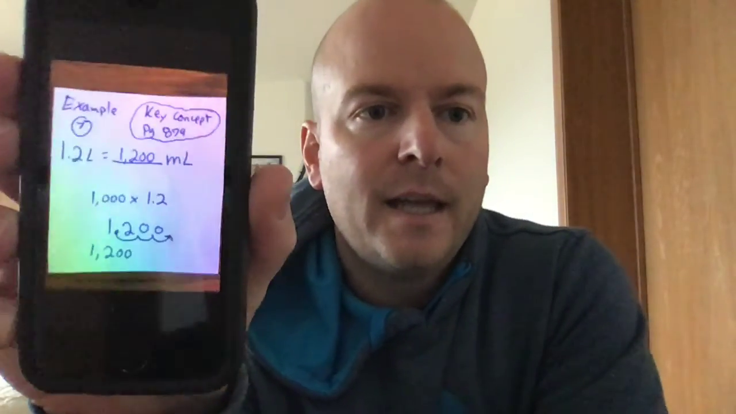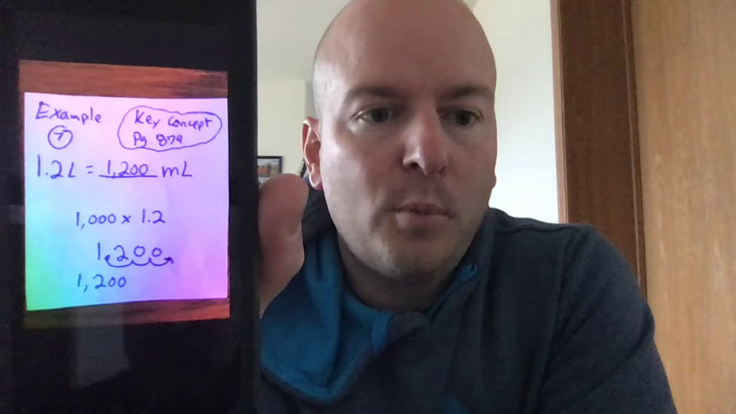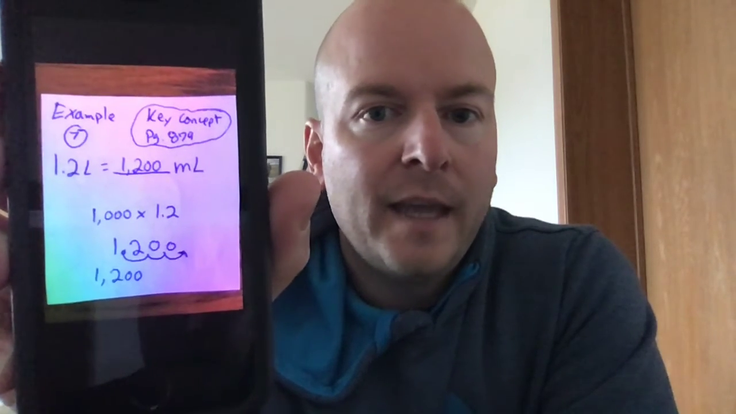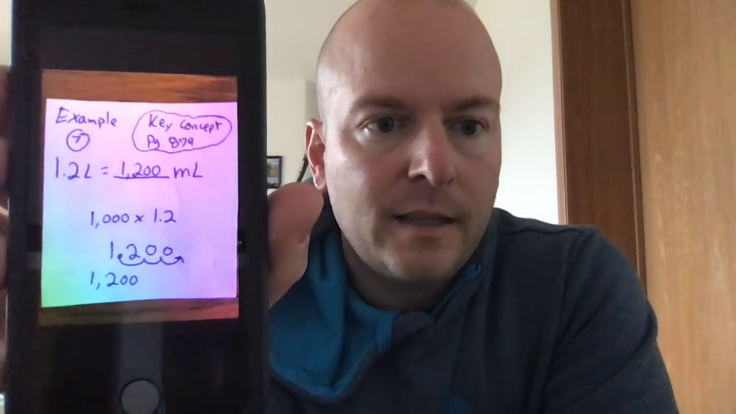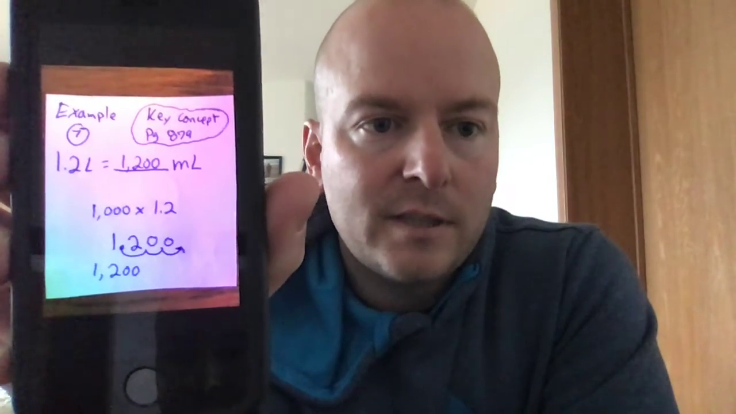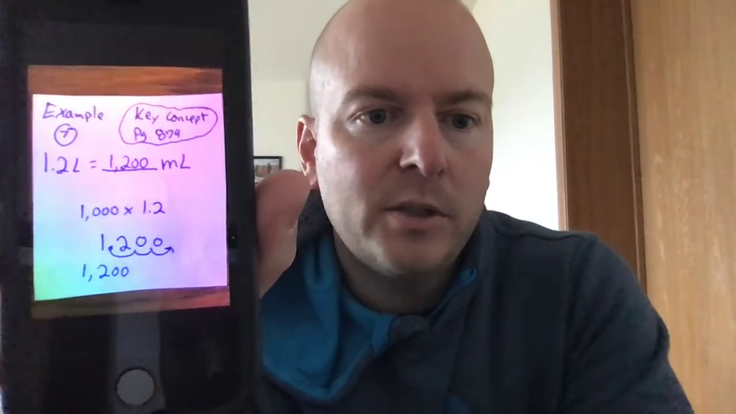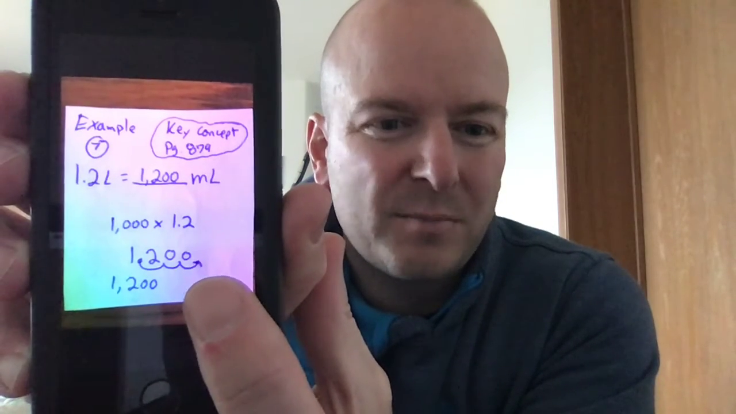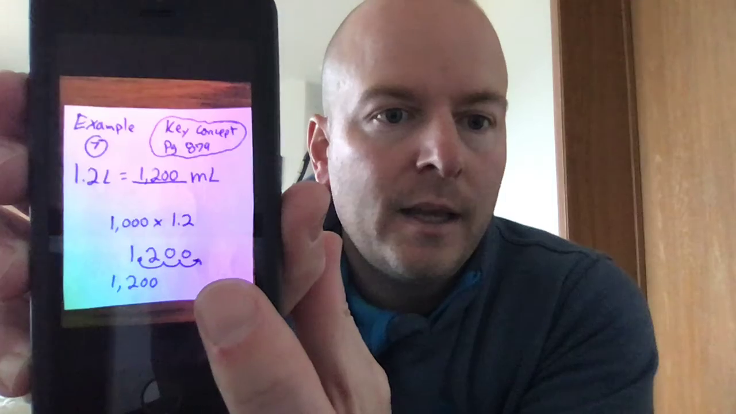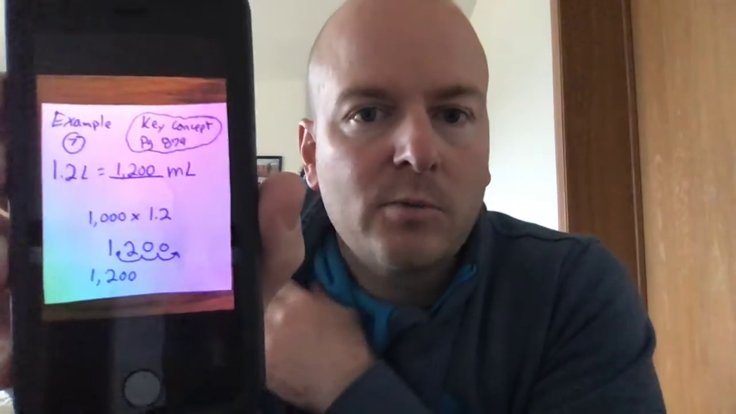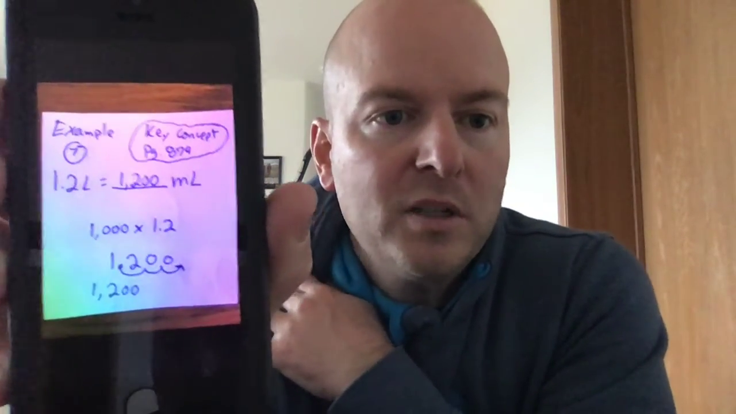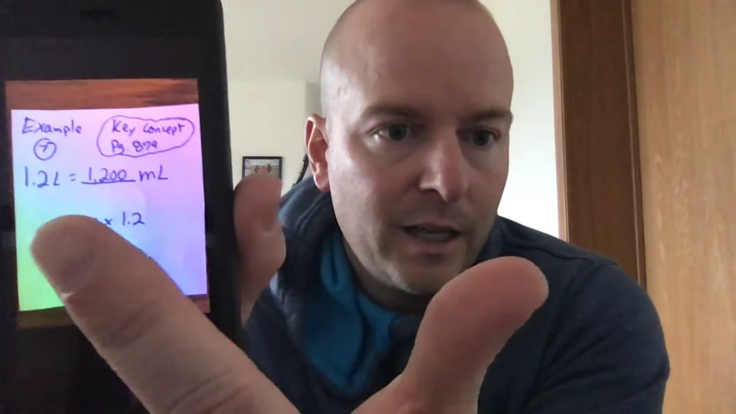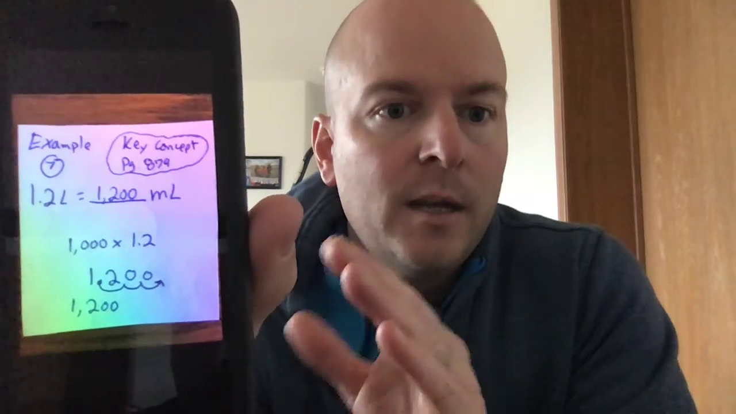Let's go on over to number 7. Number 7, we have 1.2 liters. How many milliliters is that? We have 1,000 times 1.2, so we're just going to move that decimal again. I tried to do a little bit different; that's supposed to be an arrow on the end there. Again, this is what I tried to say yesterday: 1.2 liters is literally equal to 1,200 milliliters. Those are equal.